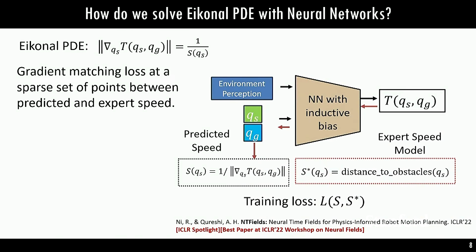So the training becomes very simple. You sample a bunch of robot start and goal configurations. You have environment perception. For each of these pairs, they go through the neural network. You predict their travel time. Then you backprop to compute this approximated constraint function according to your eikonal PDE.